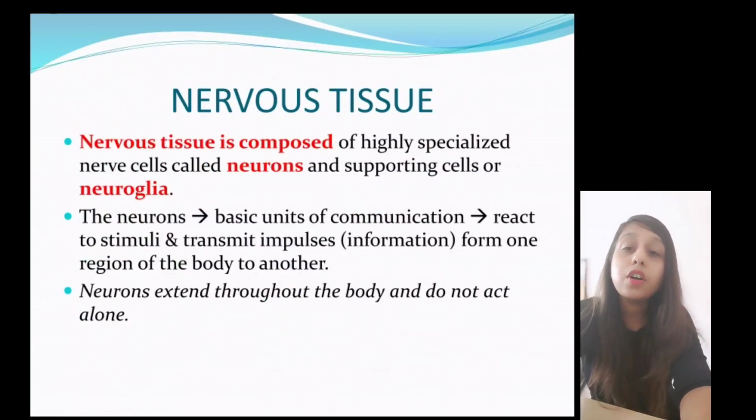So next, moving on to the nervous tissue. Now nervous tissue is composed of highly specialized nerve cells called neurons and supporting cells, that is neuroglia. The neurons are the basic units of communication. They react to stimuli, whether it is a pinch or any stimuli that can occur from the environment or inside the body as well, and transmit the impulses from one region of our body to another. Like for example, right now my brain is sending the stimulus to my mouth, and vice versa also. So this is how I can speak as well as hear.